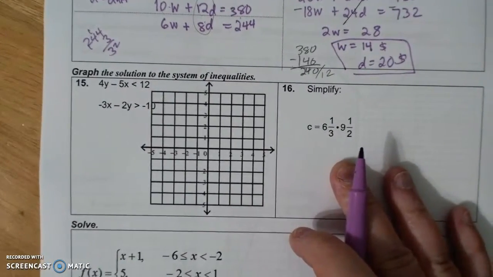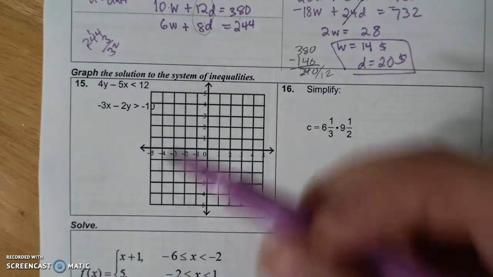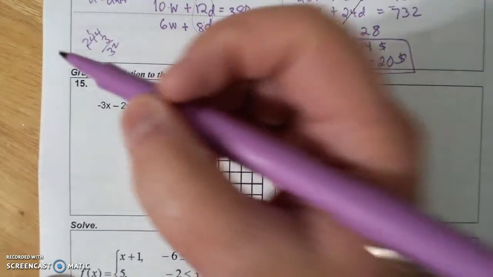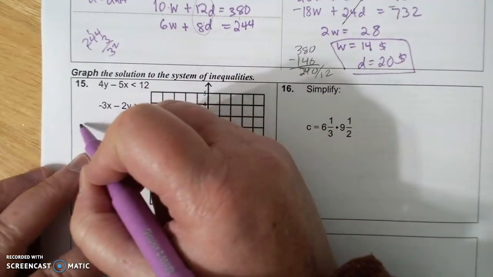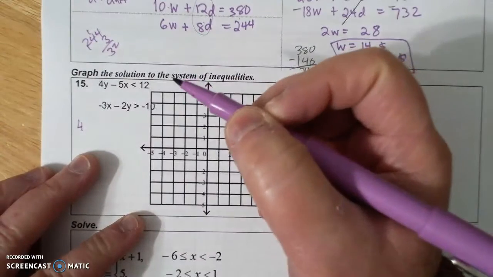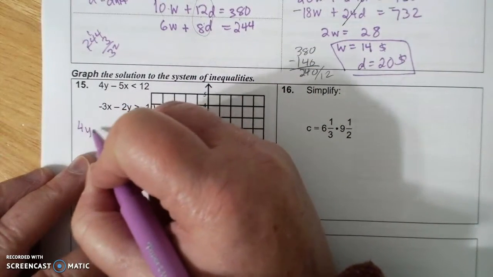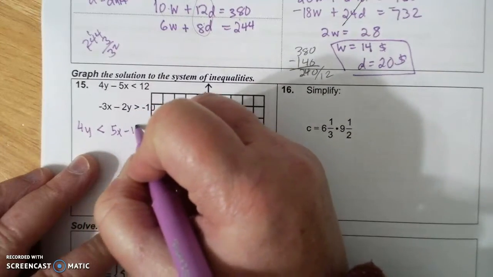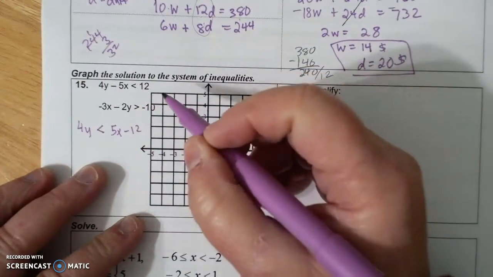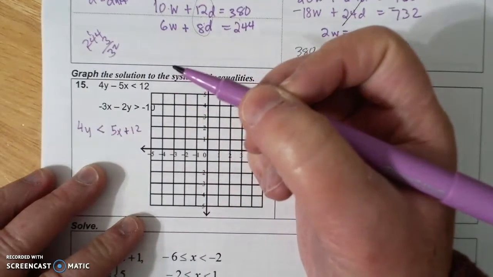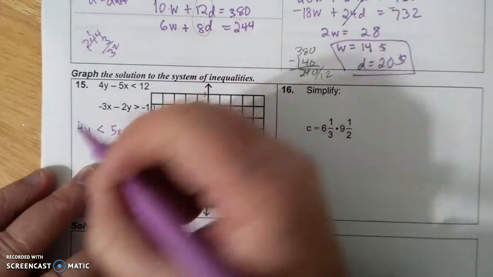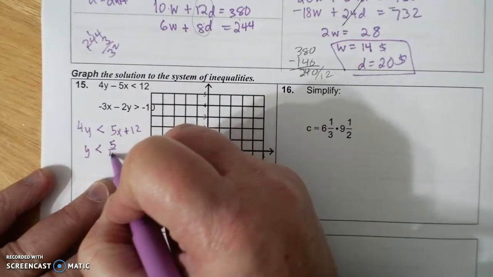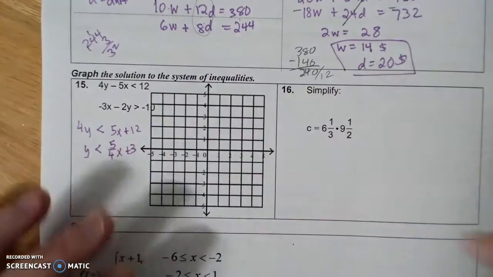Back to systems of inequalities. So neither of these play nice with x and y intercepts. So I'm going to have to reorganize my equations. 4y is less than 5x minus 12. Oops, plus 12. Surely don't want to mess that up. Divide by 4. Y is less than 5/4 x plus 3.